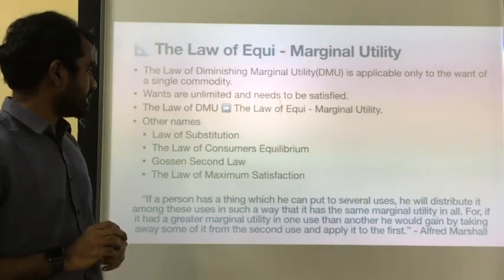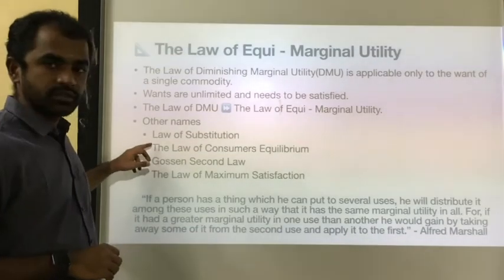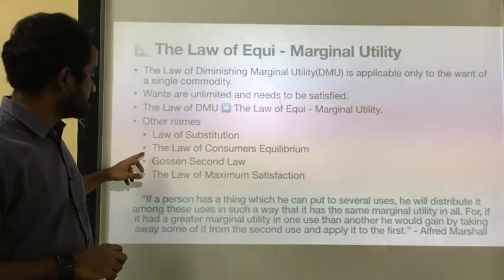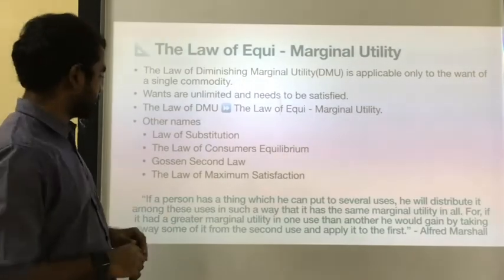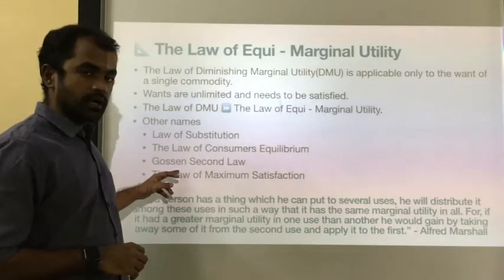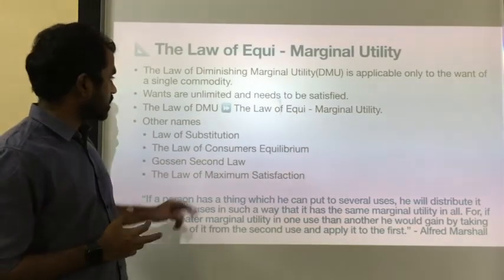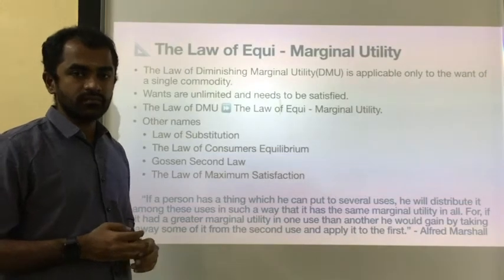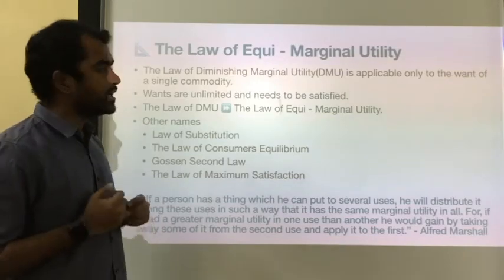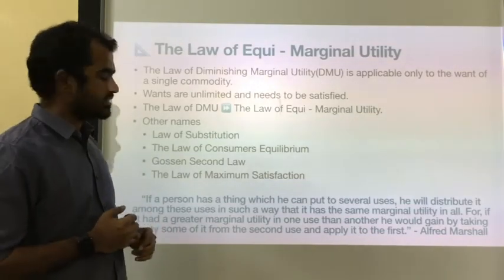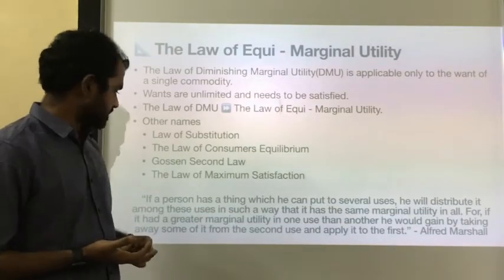There are also certain other names for this law, which are law of substitution, law of consumer's equilibrium, Gossen's second law, and law of maximum satisfaction. One important point here is why it is called Gossen's second law. We already know that the law of DMU was initially given by H.H. Gossen and was later modified by Alfred Marshall. Similarly, this law also was first given by H.H. Gossen and later modified by Alfred Marshall.